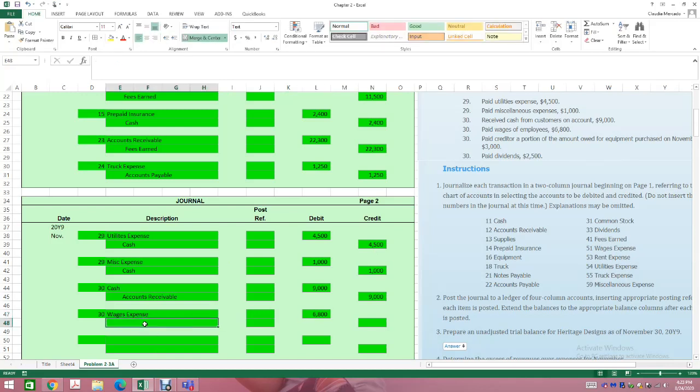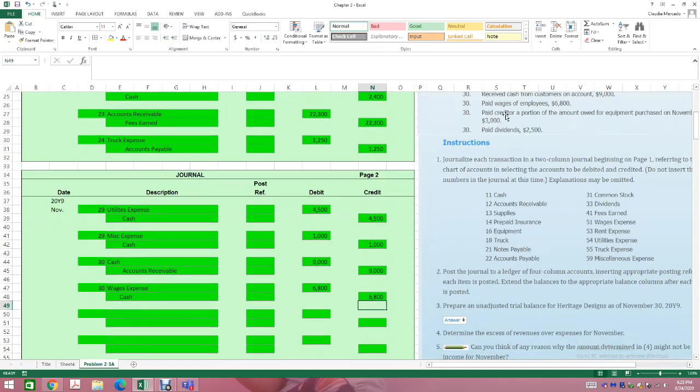How do you pay your wages? How do you pay your employees? Well, your employees get paid cash. Whether it be in a check format or an electronic funds transfer or direct deposit, what are they receiving? Money. So it's cash.